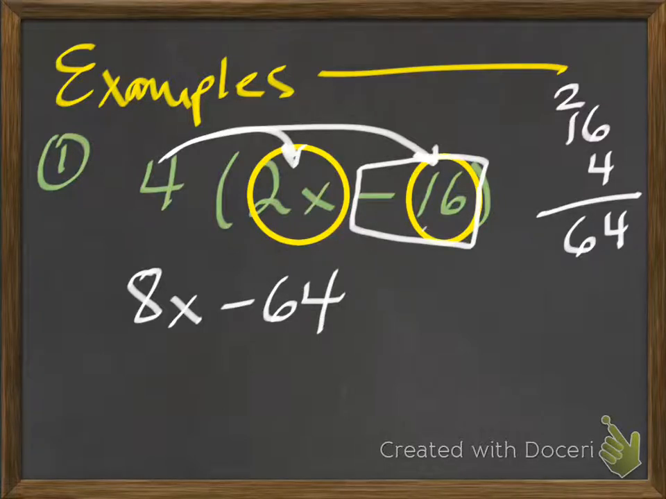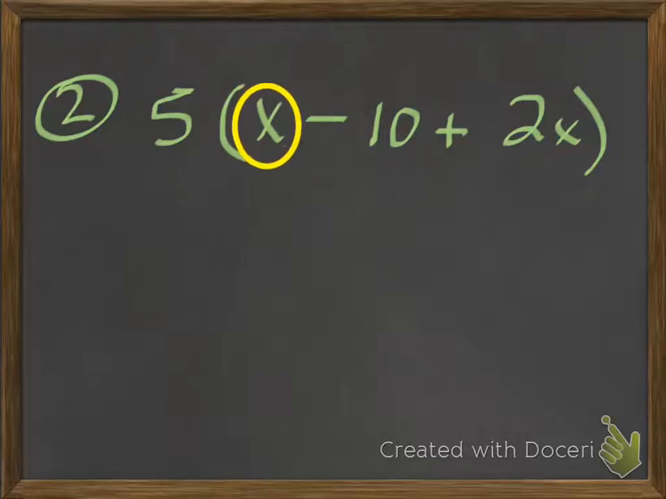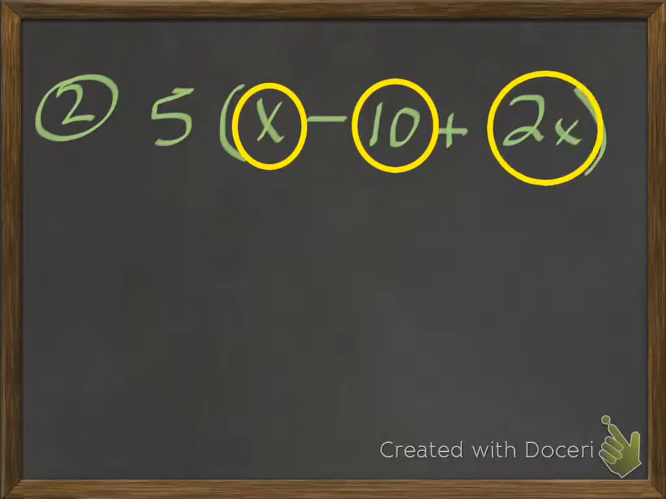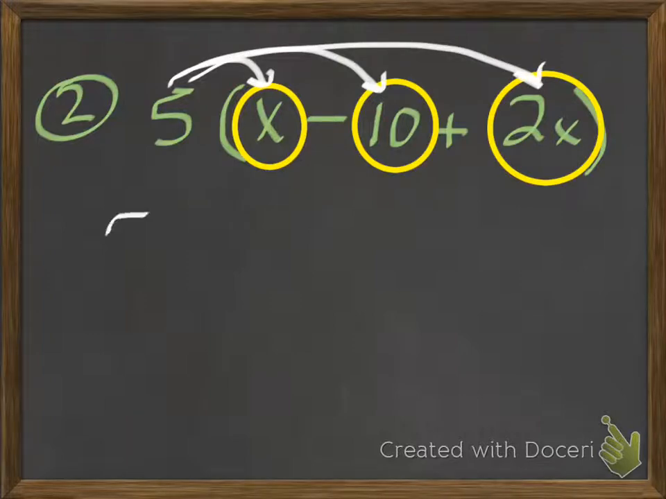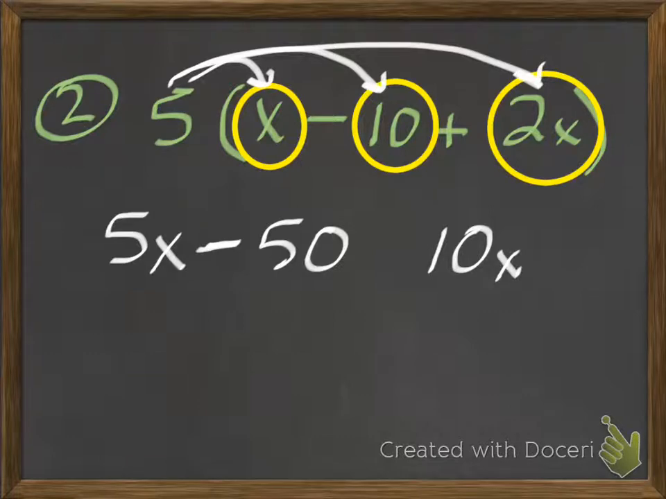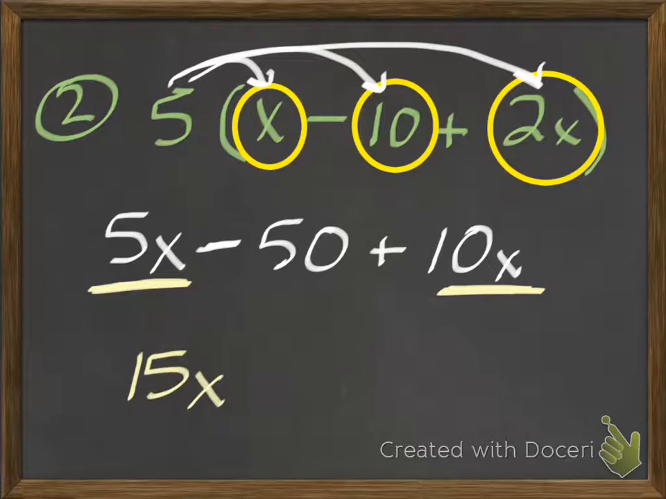Let's do another one. How many terms do I have? 1, 2, 3 terms. So we're going to multiply 1, 2, 3 times. 5 times x is 5x. 5 times 10 is 50. And there was a minus there. 5 times 2x is 10x with the plus. We've got to look at this for another second though too, because now we need to look at like terms as another thing to think about. See, these both have x's on the end. So we need to add these two. 5 plus 10, 15x. Minus 50. Now we're done.